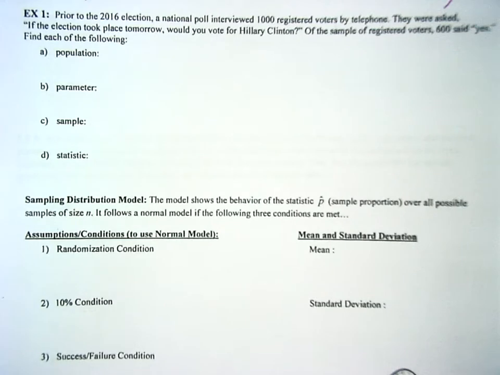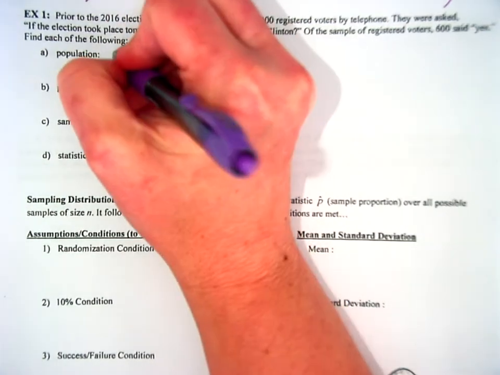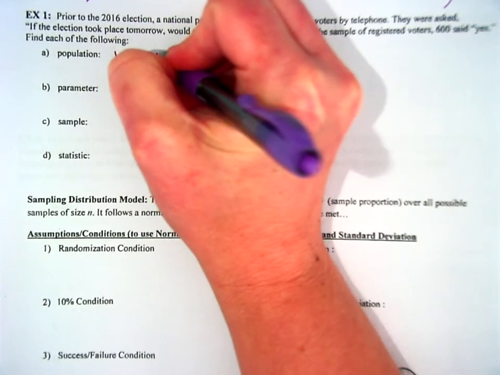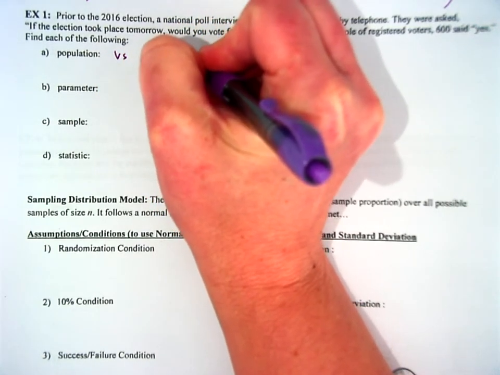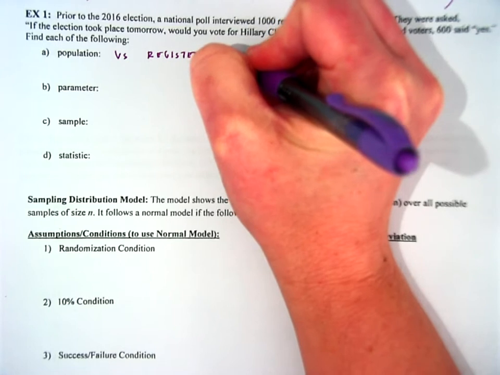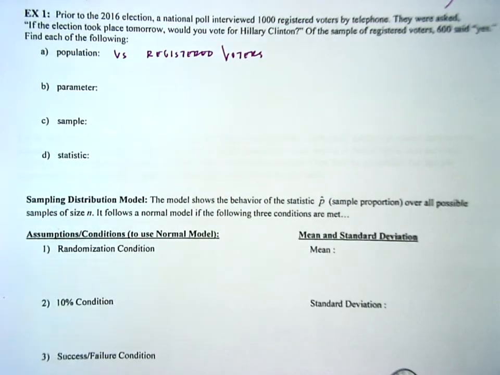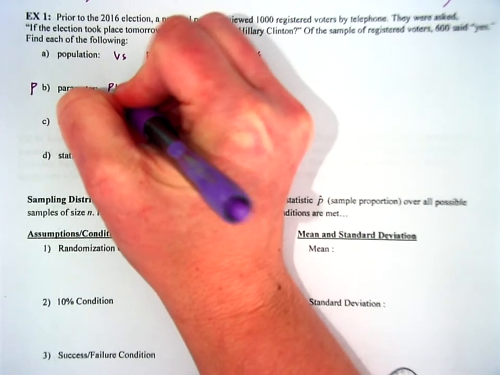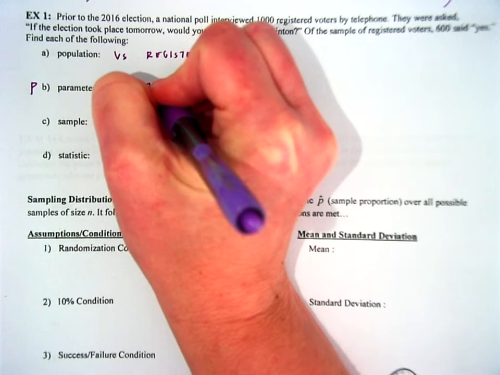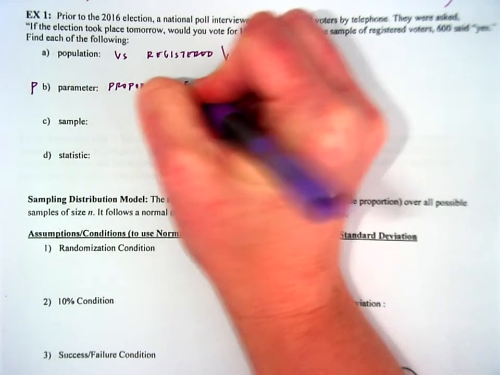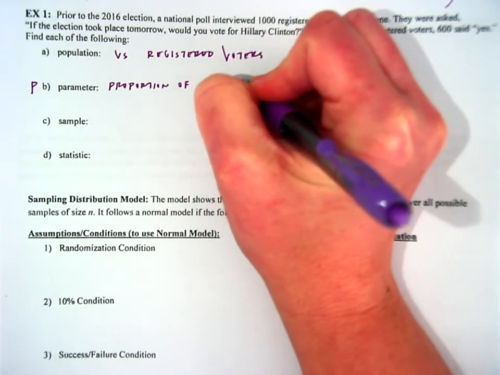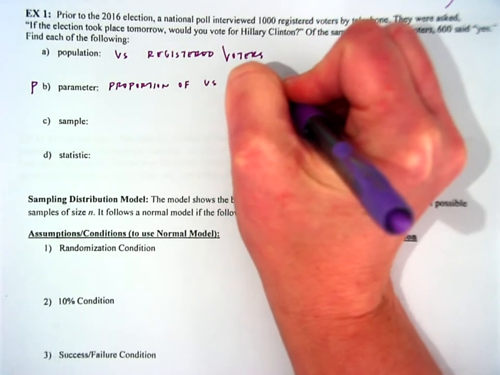Okay, what is it that we want to know about these registered voters in the U.S.? We're trying to predict who's going to vote for Hillary. So here we're saying that the parameter, remember that that's the P, we're looking at the proportion of our population, so of U.S. registered voters, who will vote for Hillary Clinton. I'll leave that as HC.